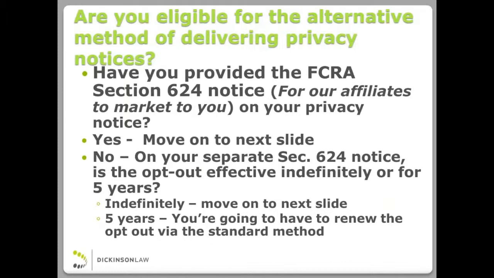So the other disclosure, FCRA section 624, is the line on the privacy notice that says, for our affiliates to market to you. Is that on your privacy notice? That one's optional. It doesn't have to be provided on the model privacy notice. If you have it on the model privacy notice, then you have to provide the opt-out indefinitely. So if somebody opts out, that opt-out operates indefinitely until they revoke it. So if it's on the privacy notice, yes, you're okay. We can move on to the next slide.